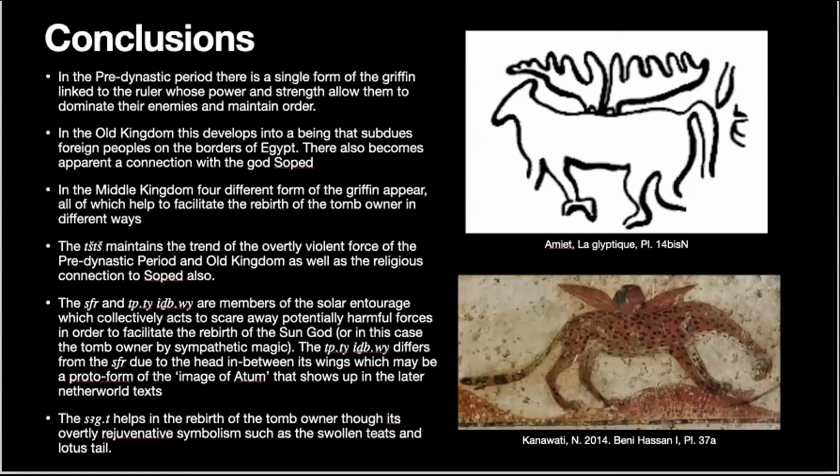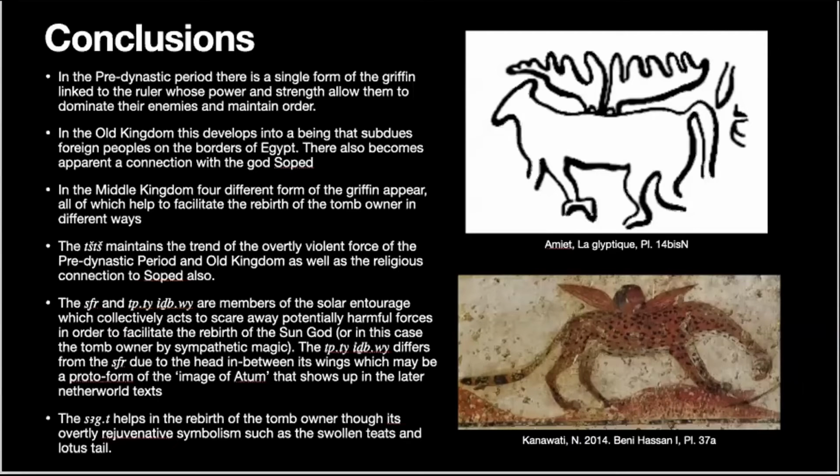And then we have, I guess we can say, three newer forms of griffin, two of which appear on the contemporary magical knives at the time, that is the Sefer and the Tepti Ijibwe. Both of these seem to be related to the solar entourage that ensures the rebirth of the sun god and sympathetically the tomb owner in the tombs. The difference between these two, however, can be found both in their names and iconography.